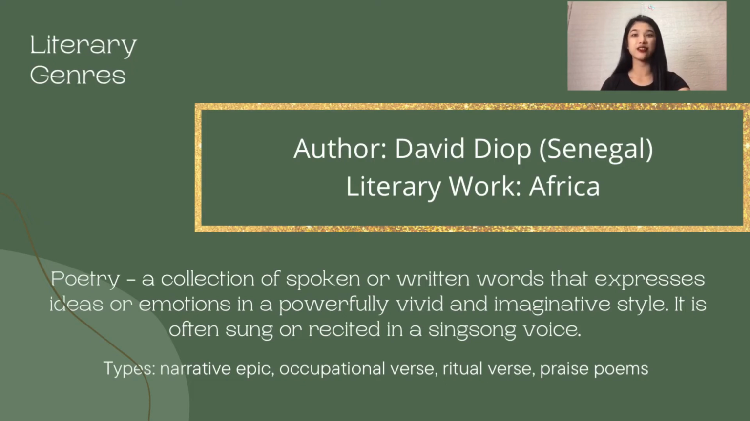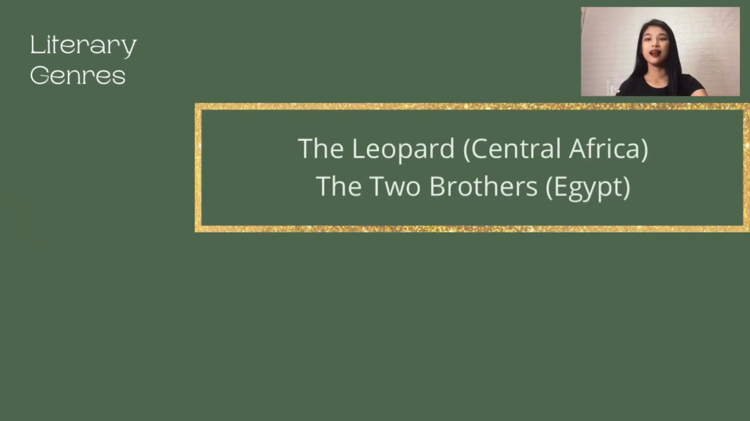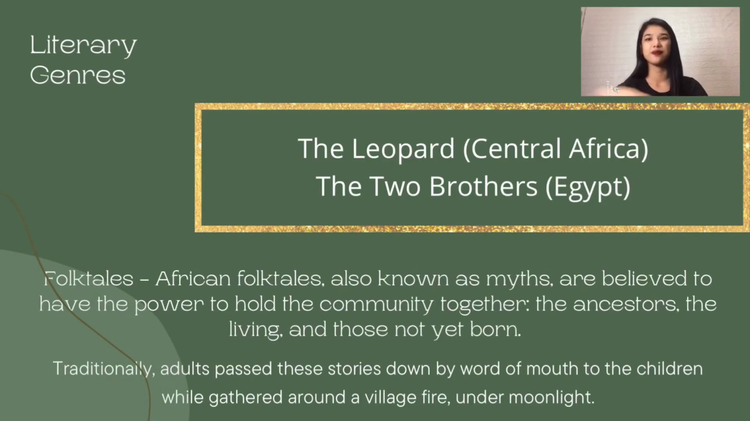Let's proceed to the literary genres contributed by the African writers. We have poetry, a collection of spoken or written works that expresses ideas or emotions in a powerfully vivid and imaginative style. It is often sung or recited in a sing-song voice. There are many types of poems: narrative epic, occupational verse, ritual verse, and praise poems.